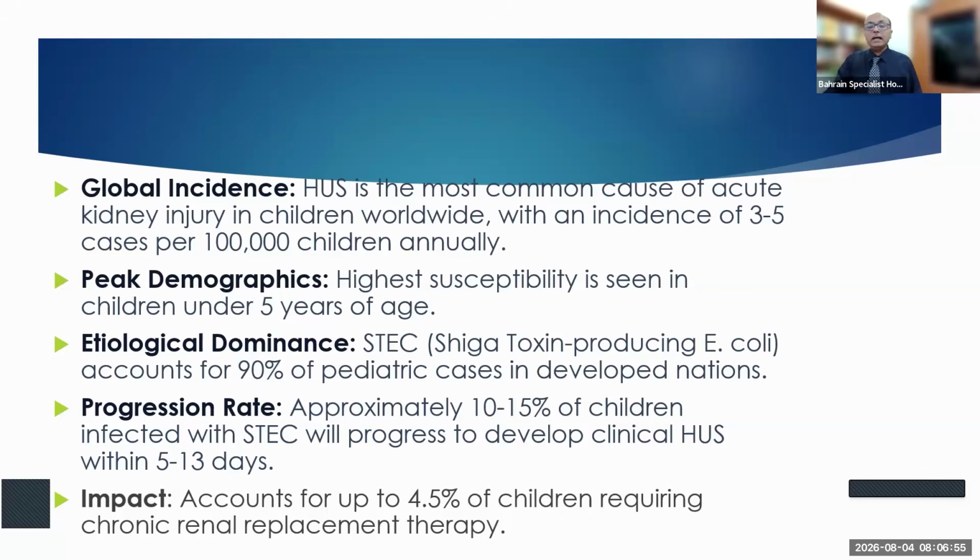It is caused by Shiga toxin producing E. coli, which accounts for 90 to 92% of pediatric cases in developed nations. Approximately 10 to 15% of children infected with STEC, that is Shiga toxin producing E. coli, will progress to develop clinical HUS within 5 to 13 days. The impact is that 4.5% of the children with HUS will require chronic renal replacement therapy.